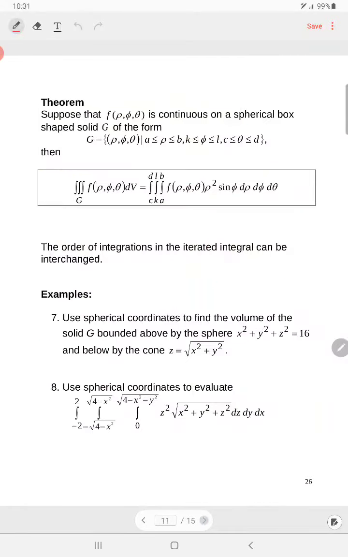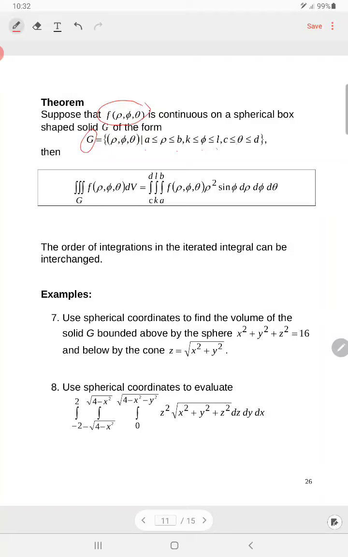And then we have this theorem. Your function would be in terms of rho, phi, and theta, not x, y, and z anymore. Your solid G would be all the points where the variables are rho, phi, and theta. The easiest solid would be where rho is from a constant to a constant, so you have two spheres, one of radius a and the other of radius b. And we have two cones, because phi equals a constant and phi equals another constant. So we have two cones. And theta is also from a constant to a constant.